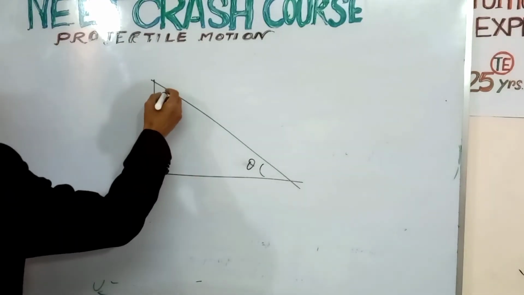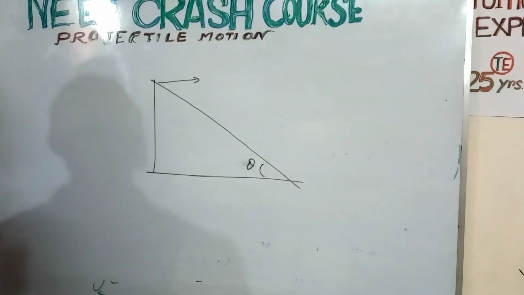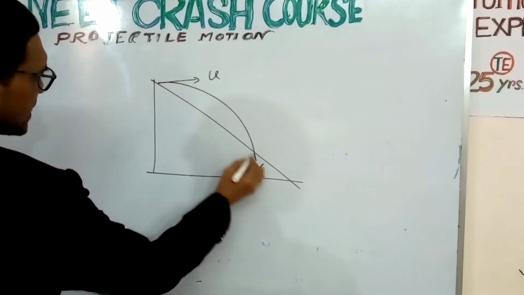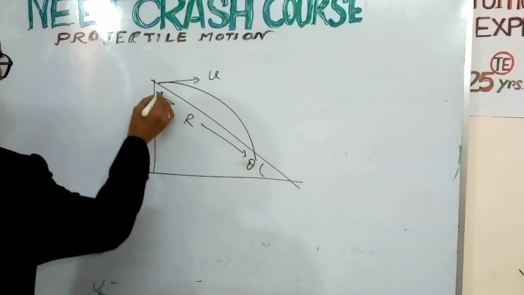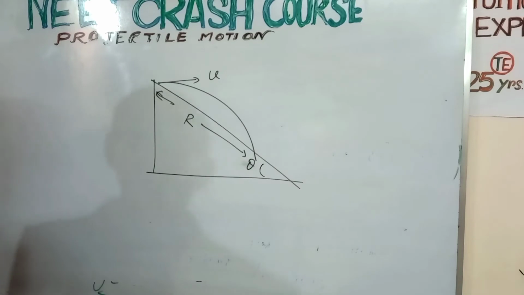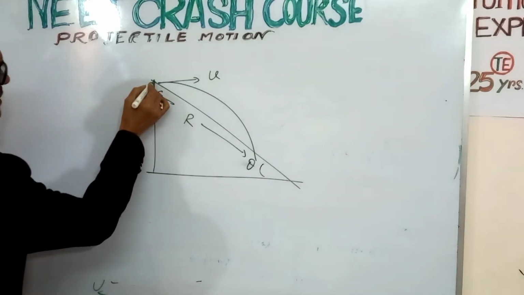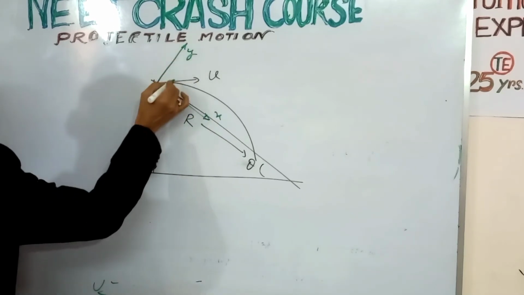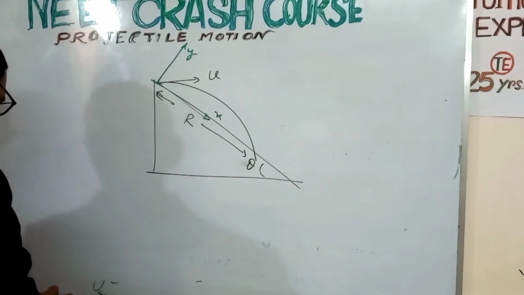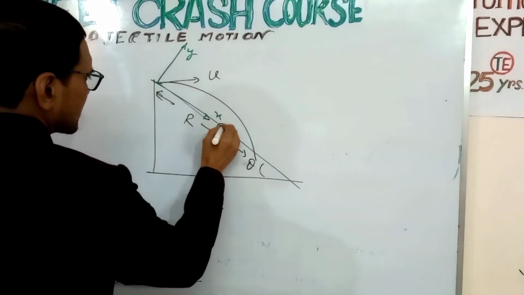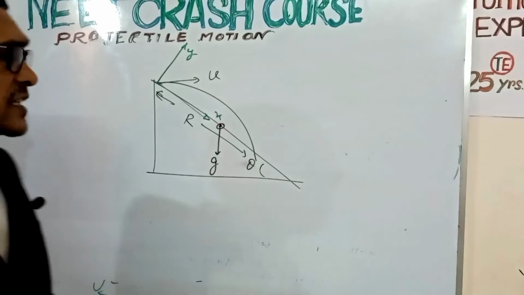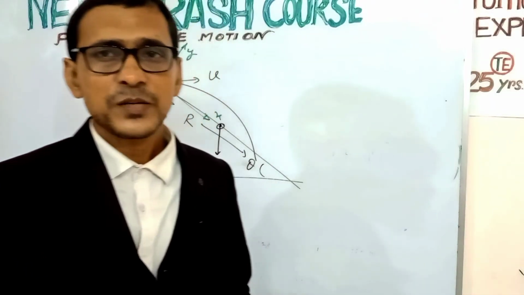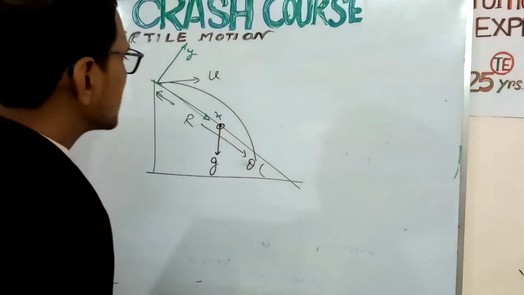A body is projected this way or this way, anyway. So we have to find the range. In this question we have to find the range. So always take this along the x-axis and this as the y-axis. So here you have to consider the g. If you are interested in projection on an inclined plane, an elaborate discussion has been made in my videos. You can watch these videos.